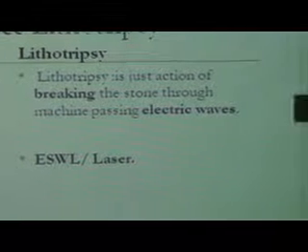But lithotripsy is just the action of breaking the stone through a machine passing electric waves. Here we do not touch the stone with any equipment. There is a machine which is away from the patient, but the direction of that machine is targeted over the urinary bladder stone or the ureteric stone or the kidney stone, and we start the machine and the machine produces waves, and those waves break the stone. I showed that in the last class during the kidney stone discussion. So this is the basic difference between litholapaxy and lithotripsy.